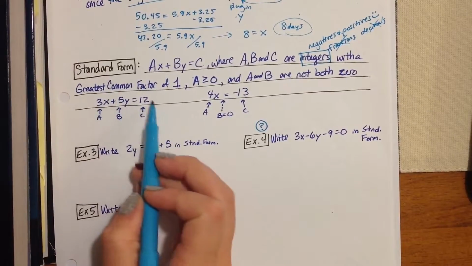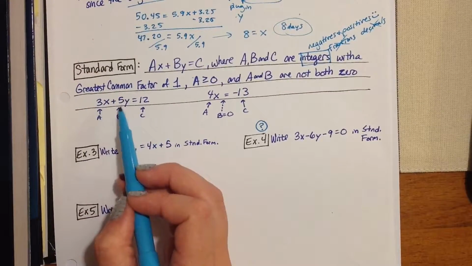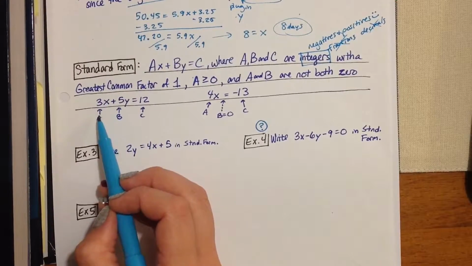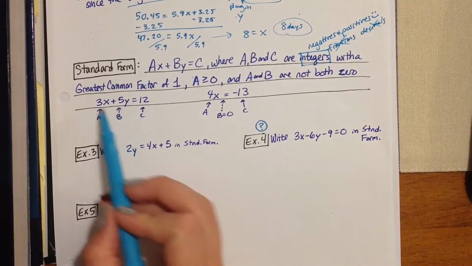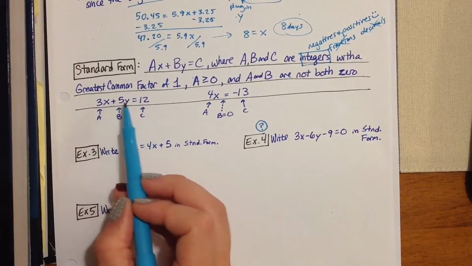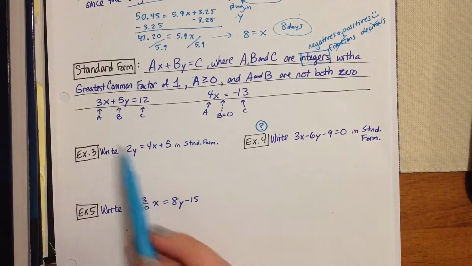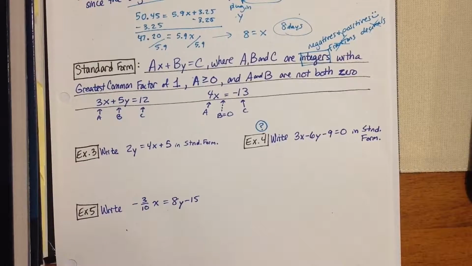This is another one, more of a filled out standard form. I have a, b, and c. That's 3, 5, and 12. A is just 3. It's not 3x. A is just 3. And notice 3, 5, 12, they have no factors in common. I can't divide out something from a 3, a 5, and a 12. So that is, in its simplest form, that is my standard form of that linear equation.